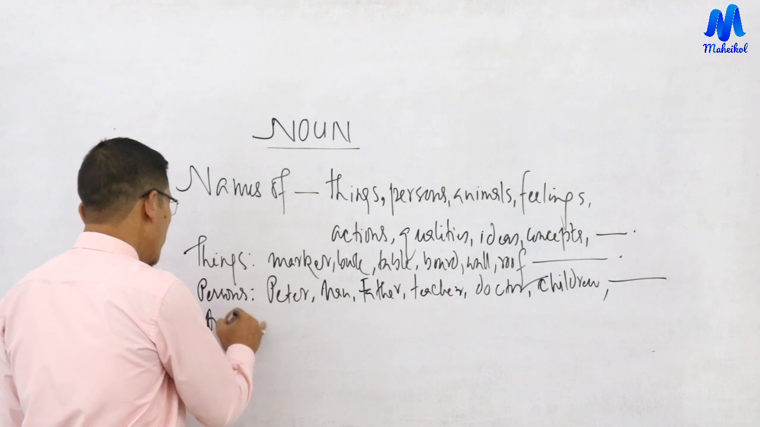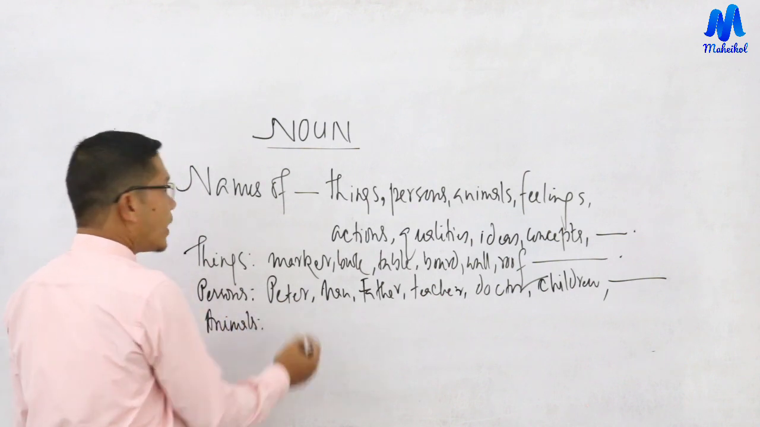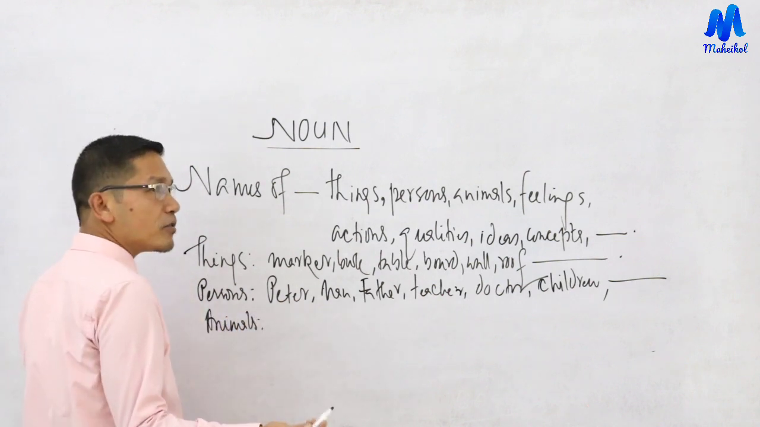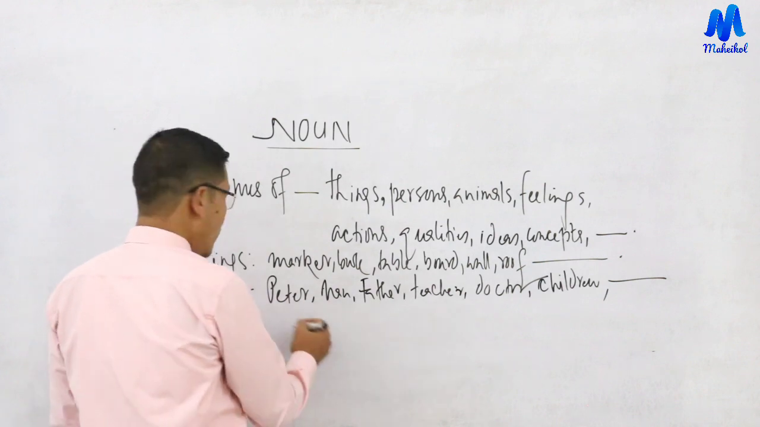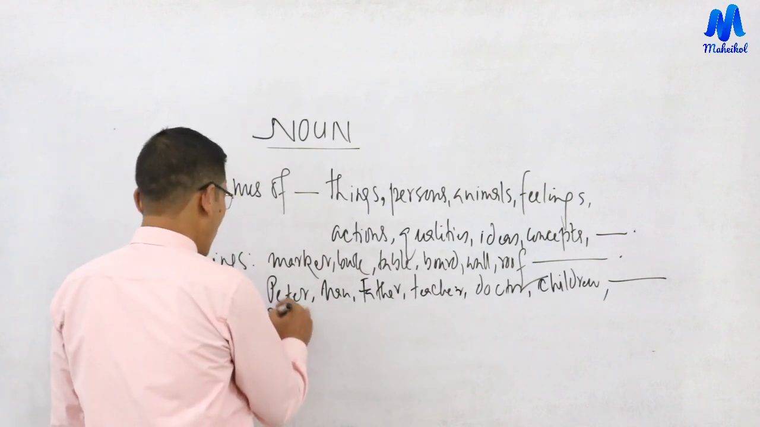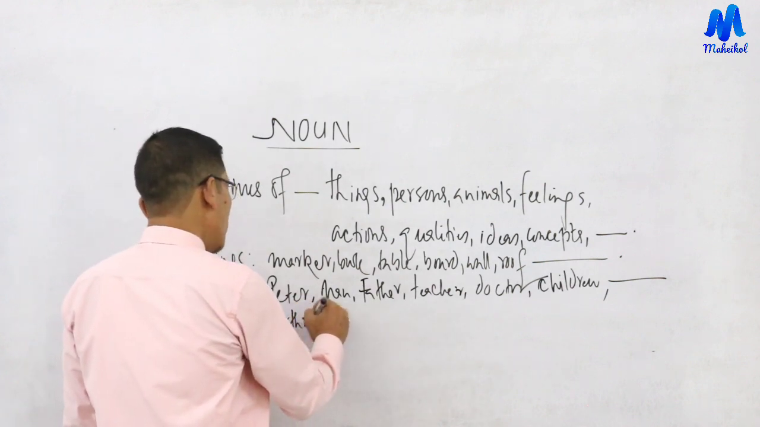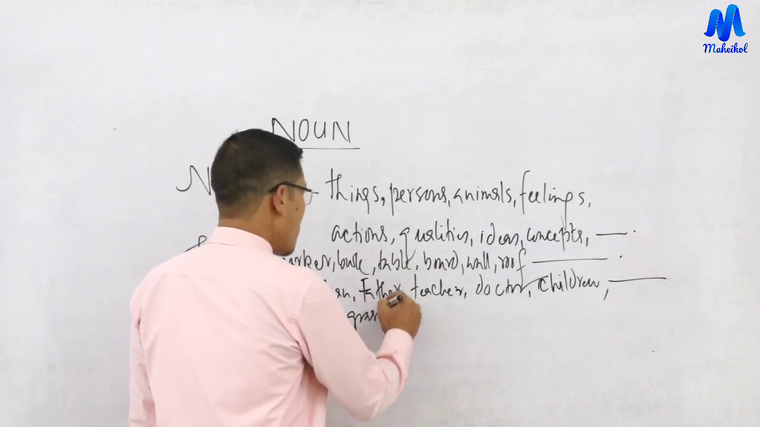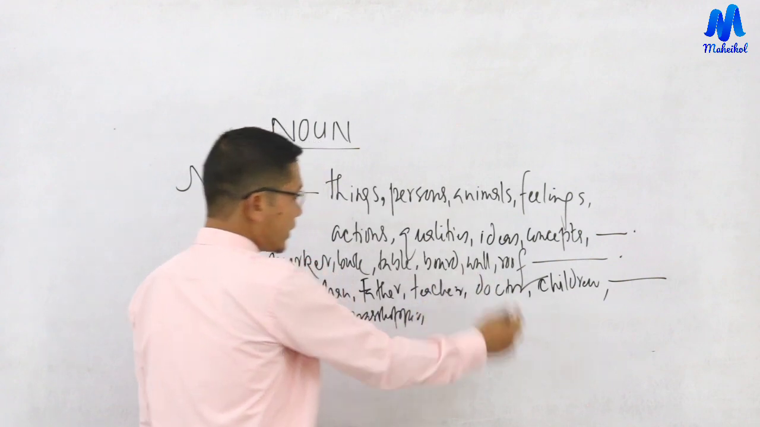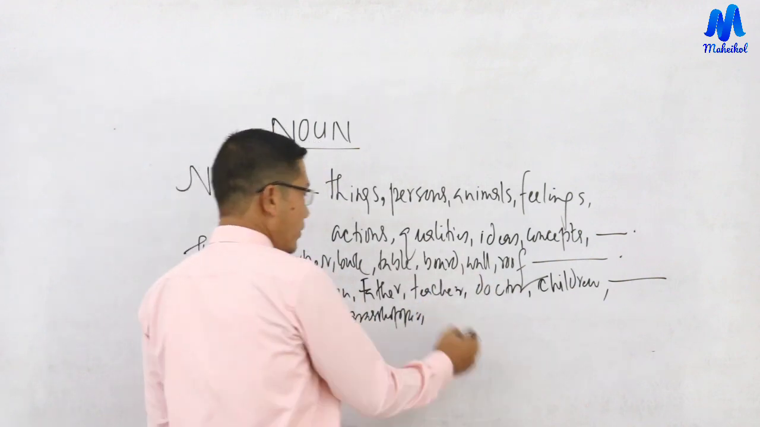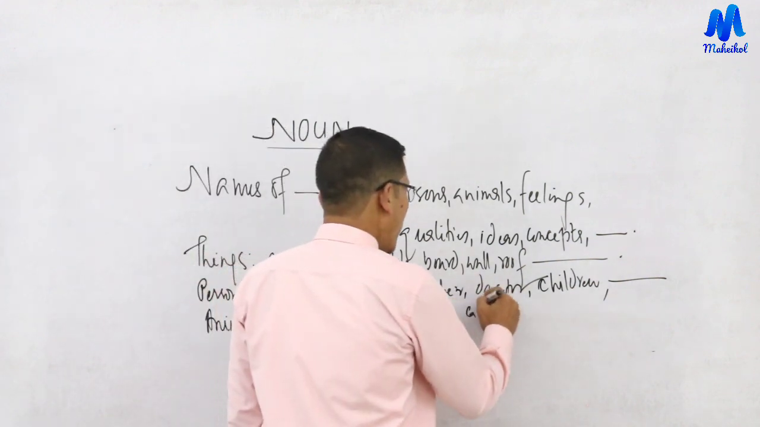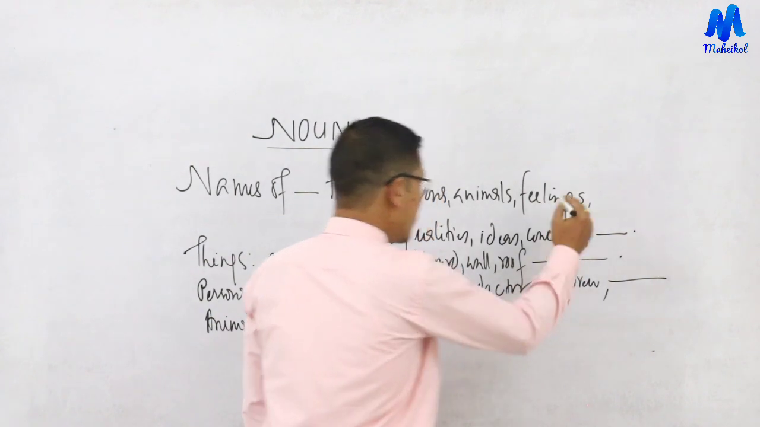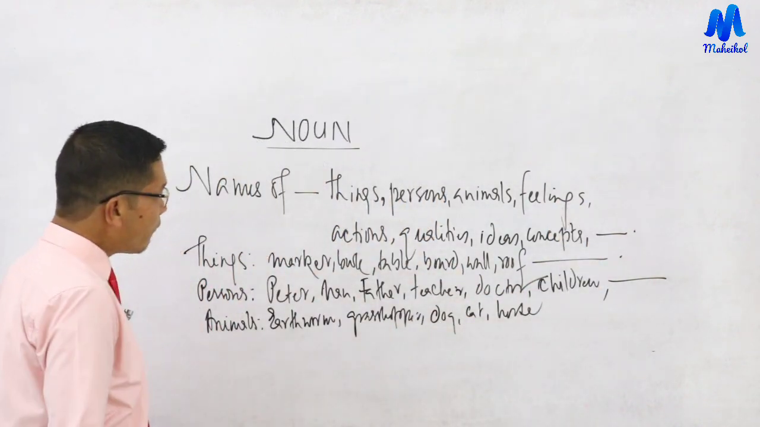Animals: dog. There are hundreds and thousands of animals, even insects also. Starting with insect, let us write earthworm. Earthworm is a worm, and then let's say grasshopper. These are nouns. Then you have dog, cat, horse. These are nouns. Then feelings.